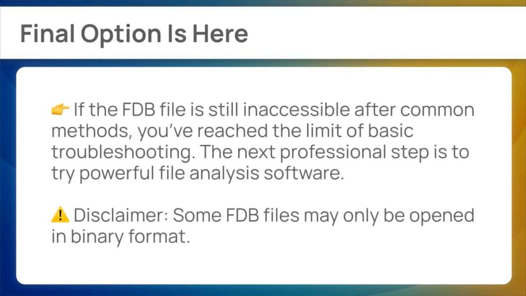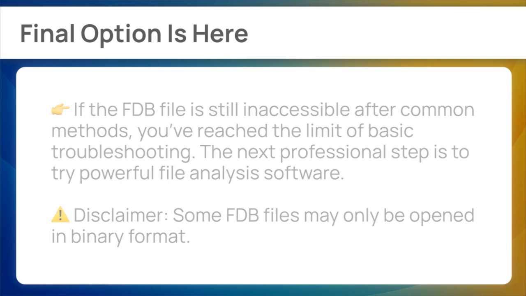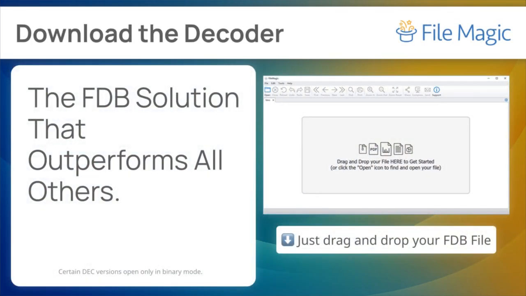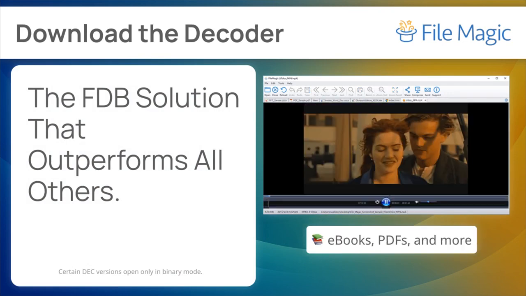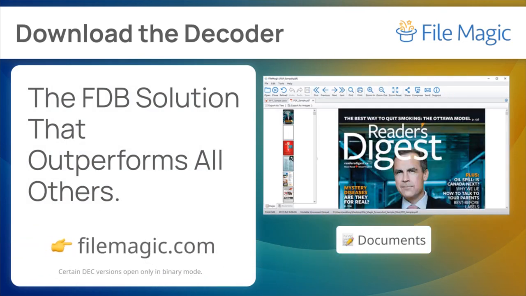If no standard application could engage your FDB file, we must escalate to a specialized utility. Activating the universal fix is the best option to try for this file type. Skip the complexity. The one-click fix is File Magic. It's the fastest way to open your FDB file.